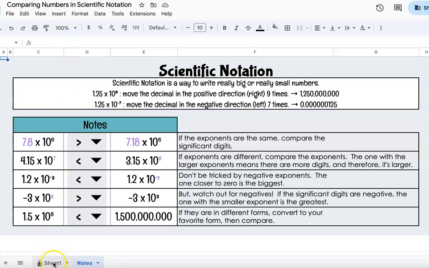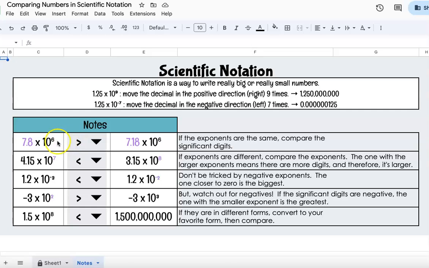For today's assignment, on the very bottom, there are two tabs. One says Sheet 1 and the other one says Notes. So you can also find this on your assignment. So today you're going to be comparing numbers in scientific notation or standard form.